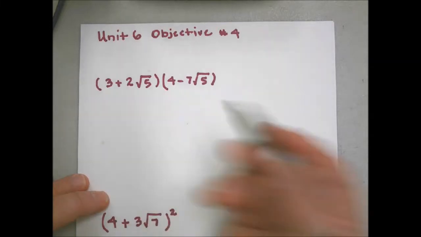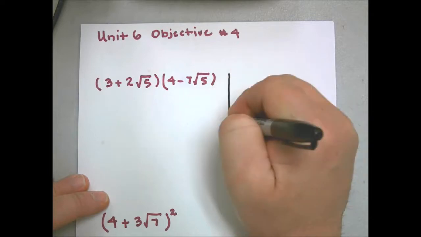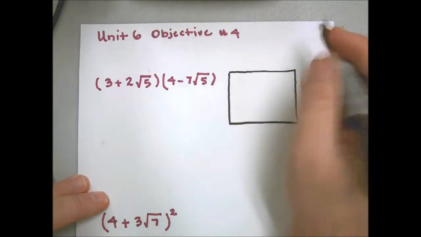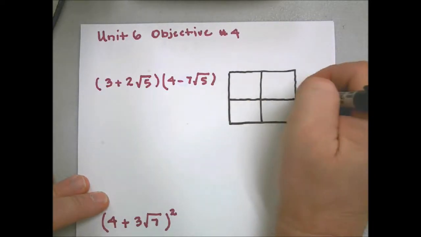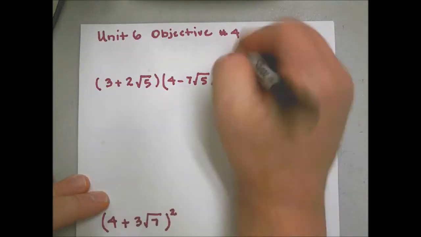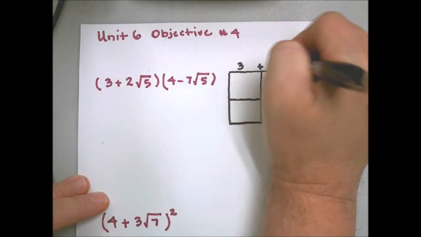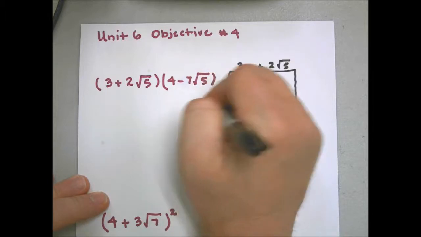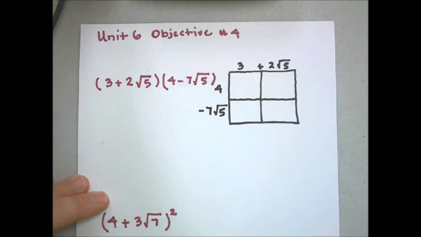When I do my multiplication, whether we do it by the FOIL method, if you happen to like FOIL, or by the matrix method, whichever way you do it, you're actually going to get the two middle terms, the outside and the inside term. So I'm going to do it by the matrix method. 3 plus 2 square root 5, I'm putting that on top. And then 4 minus 7 square root 5, I'll put that down on the side.